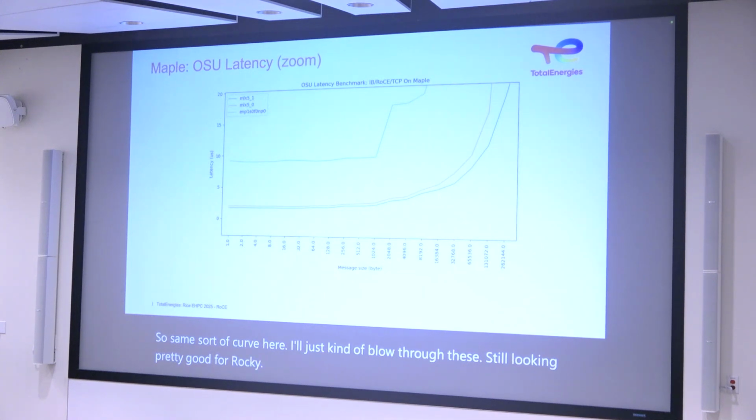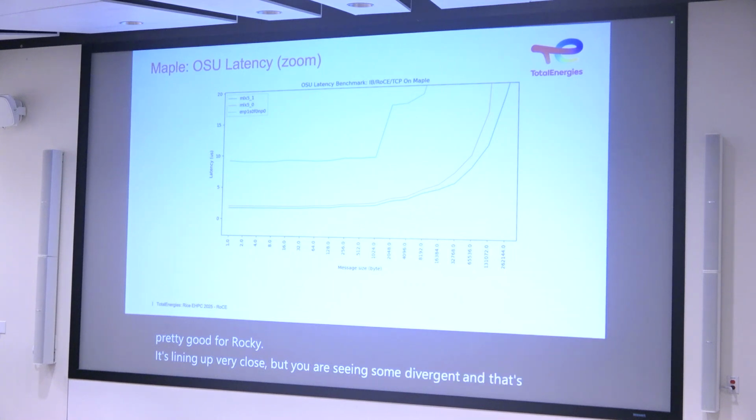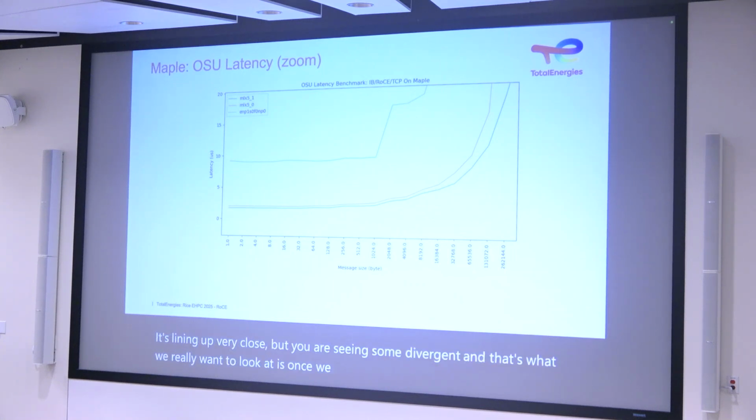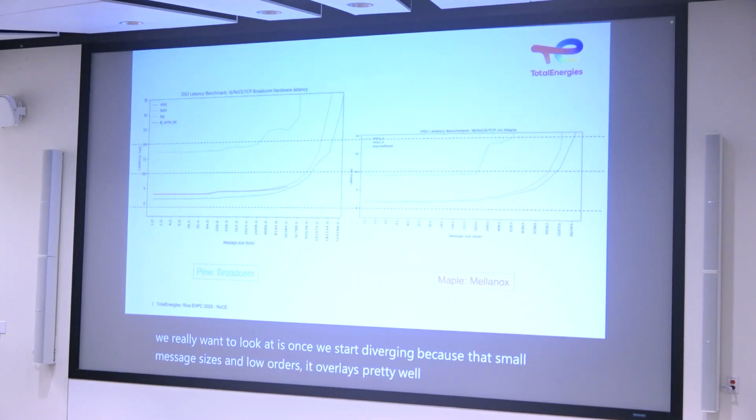It's lining up very close, but you are seeing some divergence, and that's what we really want to look at once we start diverging, because at small message sizes and low orders, it overlays pretty well. But when we start scaling applications, this is just looking at those next to each other, and we were seeing some better numbers on the Mellanox RDMA than on the Broadcom cards.